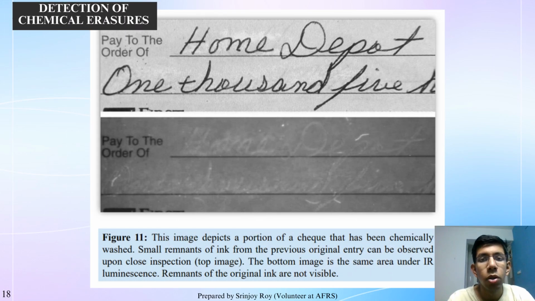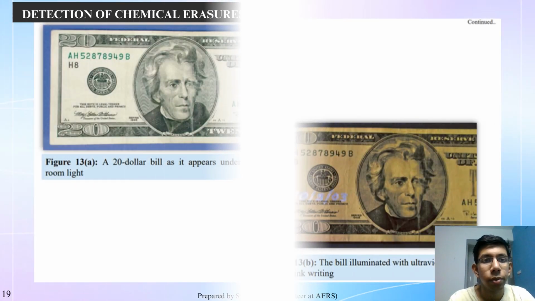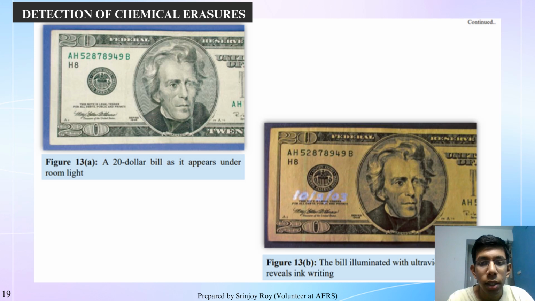See, there was Home Depot 1500, whatever has been written, and when chemicals have been added on it, the ink has got decolorized. So it's a chemical erasure. The date was there, 10503, which has been removed by adding chemicals. However, the letters are not visible under room light, but when we throw ultraviolet light on this note, the alphanumerics are visible.